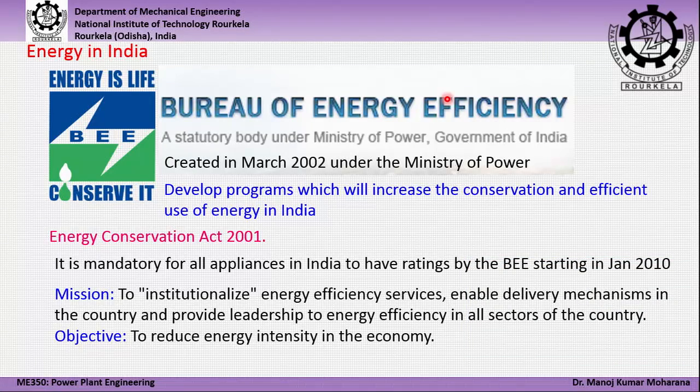There is an Energy Conservation Act 2001 passed in the Indian Parliament. As per this act, it is mandatory for all appliances, basically electrical appliances in India, to have ratings by this Bureau of Energy Efficiency, also known as the BEE, starting from January 2010. The mission of this organization is to institutionalize energy efficiency services and enable delivery mechanisms in the country, and to provide leadership to energy efficiency in all sectors of the country. The objective of the Bureau of Energy Efficiency is to reduce energy intensity of the Indian economy.